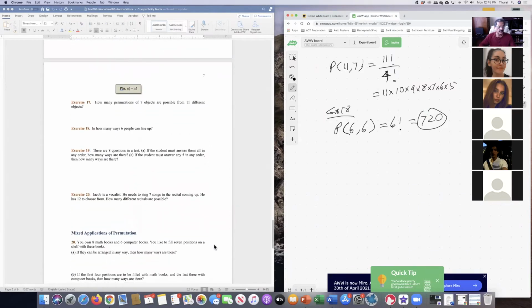Exercise 19 says there are 8 questions in the test. If a student must answer all of them in any order, then how many ways are there? He or she can answer them in any order.